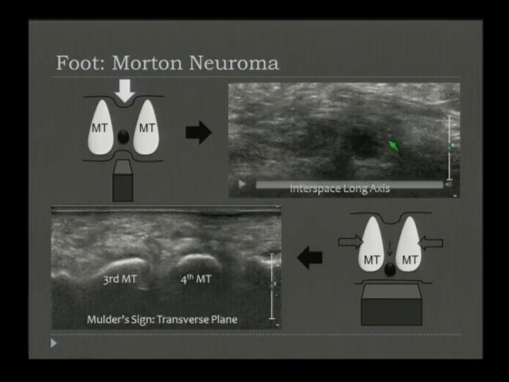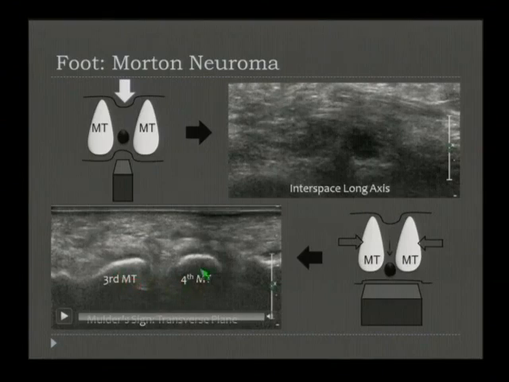The other maneuver you can do once you see something that looks like a Morton's neuroma is called a Mulder sign. Here you're going to put your fingers on both sides of the foot and try to squeeze those metatarsal heads together. If someone has a Morton's neuroma between the metatarsal heads, that will push on the neuroma and hopefully get it to come closer to the transducer and be squeezed out between the metatarsal heads. Here's an example. Here's the third metatarsal and the fourth metatarsal.